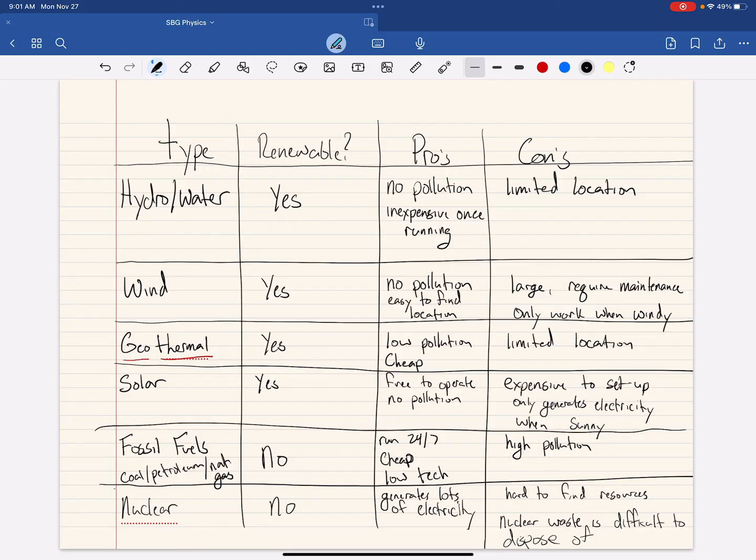So these are the major energy resources that we're going to be dealing with for this upcoming project. And hopefully this chart will help you figure out some of the pros and the cons with them and figure out what you can be using.